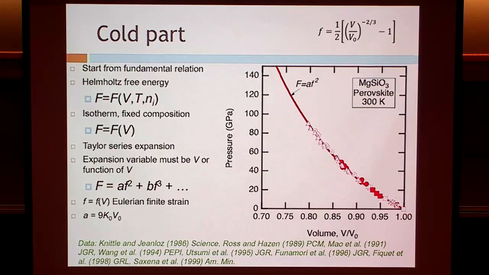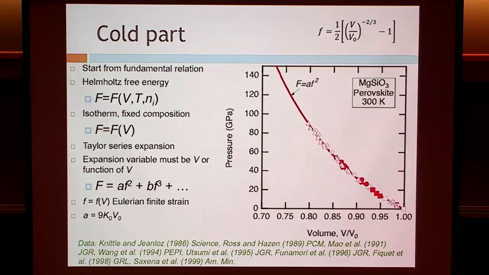And I can compare that now to independent experimental measurements, where people using the diamond cell have actually measured pressure and volume, and those points are here. And so this is the reason why we use Eulerian finite strain, because it works. There's nothing that tells us that that's the best choice or the unique choice. It's certainly not the unique choice, but it does happen to work.